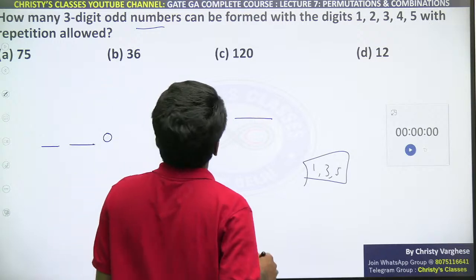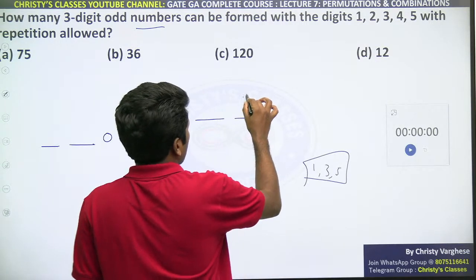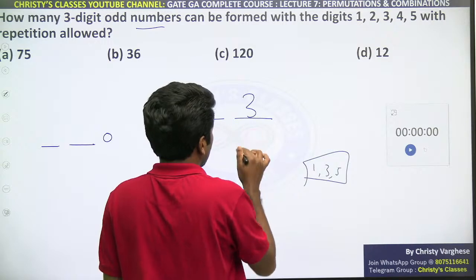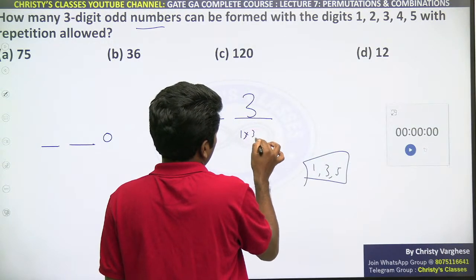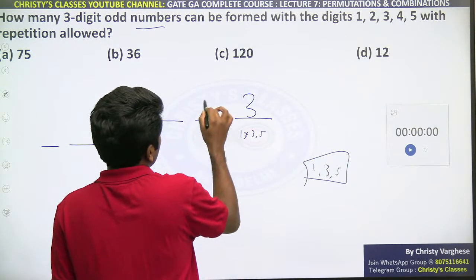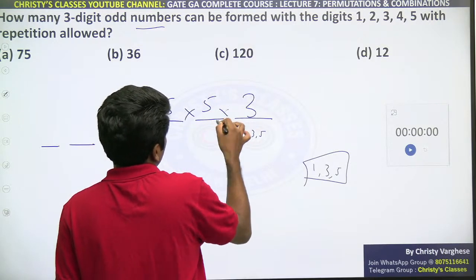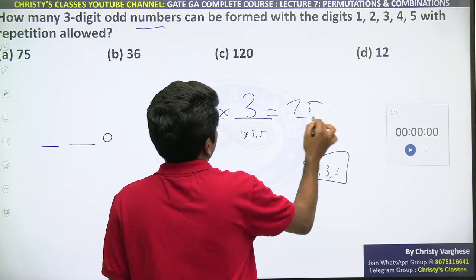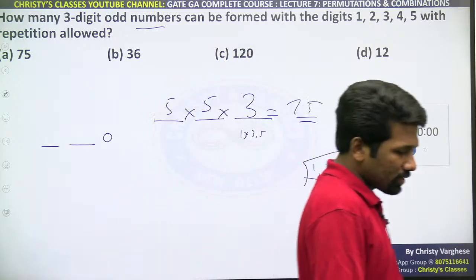So here only 3 possibilities are there. Are you all understanding 3 possibility? 1, 3 and 5. And repetition is allowed. So here 5 and 5 is possible. So 5 into 5 into 3, 75 is the answer. All of you clear na?